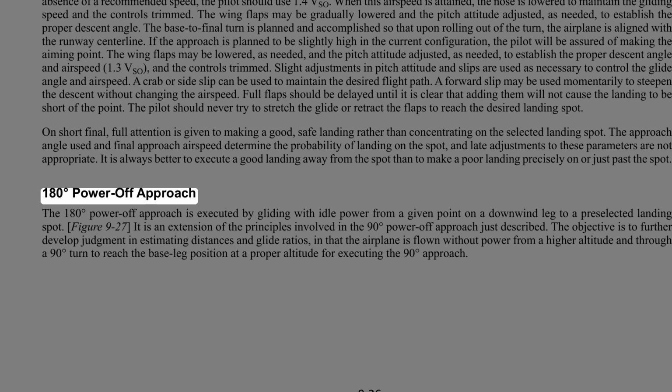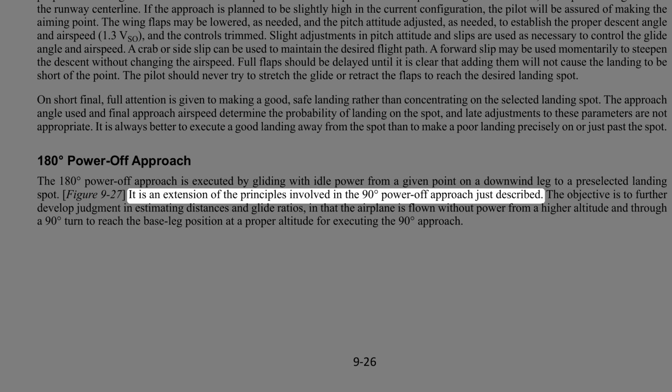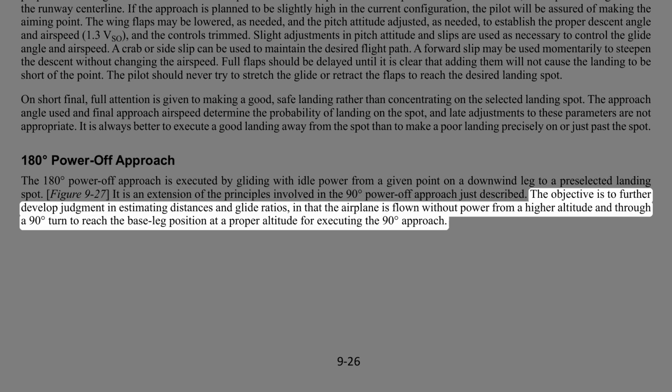180 degrees power off approach. The 180 degrees power off approach is executed by gliding with idle power from a given point on a downwind leg to a pre-selected landing spot. It is an extension of the principles involved in the 90 degrees power off approach just described. The objective is to further develop judgment in estimating distances and glide ratios, in that the airplane is flown without power from a higher altitude and through a 90 degrees turn to reach the base leg position at a proper altitude for executing the 90 degrees approach.